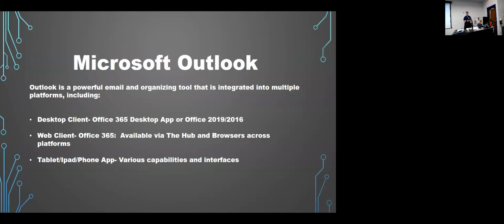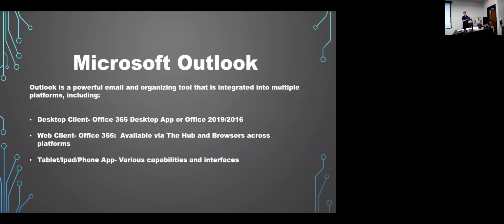You've got the desktop clients, Office 2016 for a lot of you, Office 2019 if you've had it upgraded, versus accessing it through the hub, the browser client, which is a completely different view. You've also got tablets, mobile phones. They've all got various capabilities and interfaces. They all work a little differently. I think the best way to get comfortable with your phone or your tablet, your iPad, is just to download it and start playing around with it.